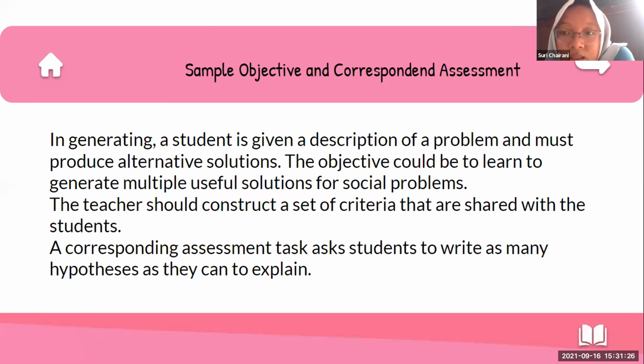And this is the sample objective and corresponding assessment of generating. In generating, a student is given a description of a problem and must produce alternative solutions. The objective could be to learn to generate multiple useful solutions for social problems if the topic is social. The teacher should construct a set of criteria that are shared with the students, and then the corresponding assessment task asks students to write as many hypotheses as they can explain. Next, please.